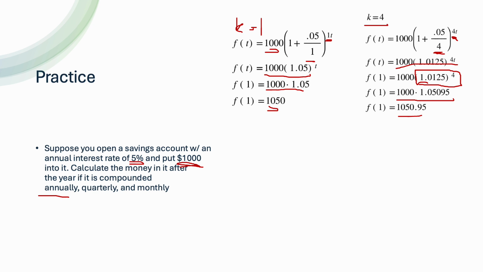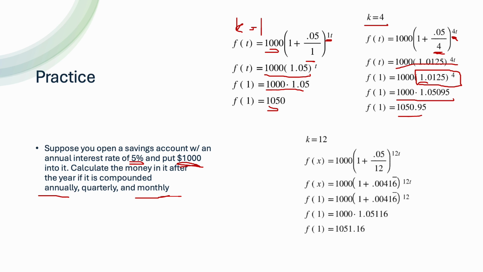And now what about if it's done monthly? Well, if it's done monthly, there are 12 months in a year, right? So k is going to be equal to 12. And so if k is equal to 12, you know the deal by now. We're dividing the rate by 12, multiplying the exponent by 12. And so we get 1 plus 0.00416 to the 12th power. And that's going to end up being 1,000 times 1.05116, which is going to be the same thing as $1,051.16. And so we can see it's not really increasing a lot, but it definitely does help. If you're compounding more, you're getting more out of it.